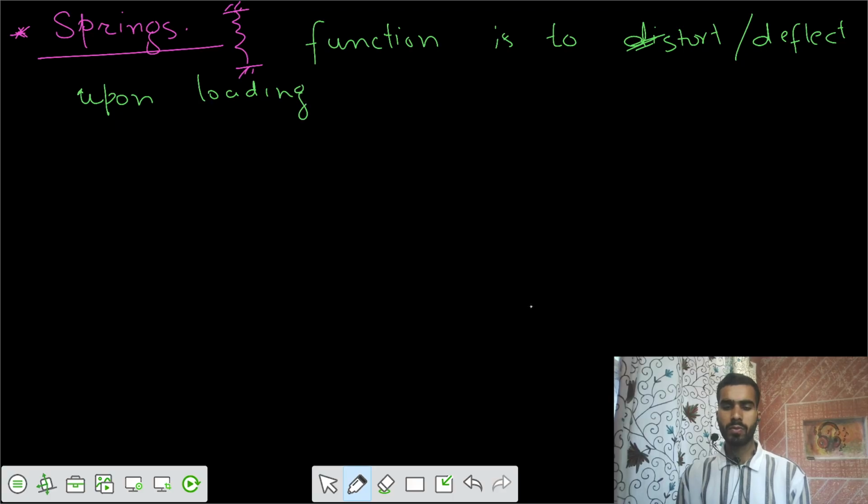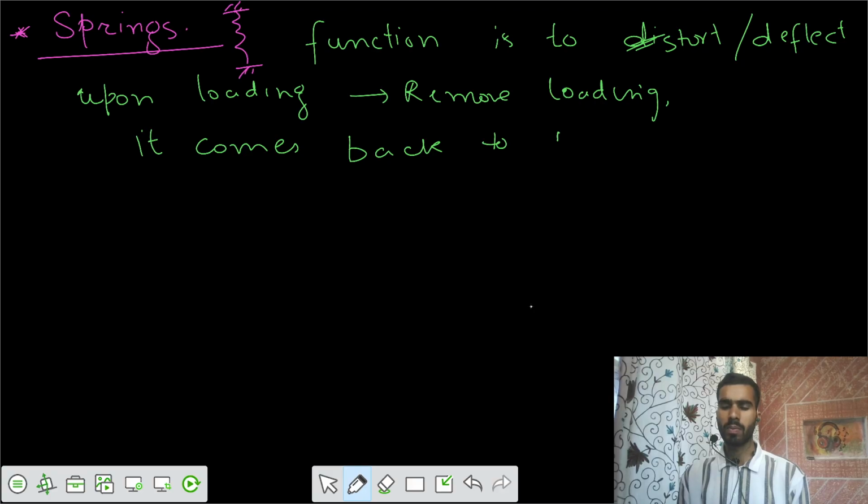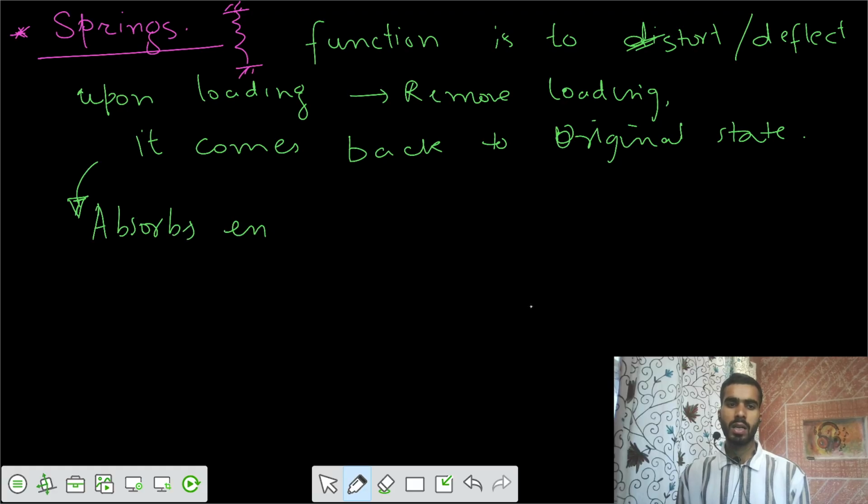Then once you remove that load, what you call unloading, it comes back to the original position, back to the original state. So on the unloading, it would absorb energy. Then after that, it would release that same energy when required, when you need that. If you want unloading of that spring, it will release that energy.